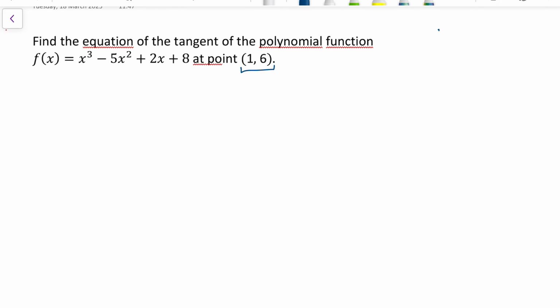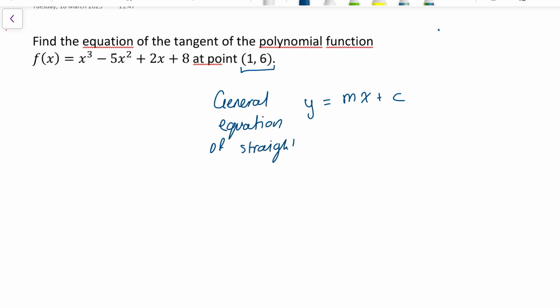the equation of a tangent has the general form of y is equal to mx plus c. And this is the general equation of a straight line, in this case for our tangent. Okay. Now we have learned previously that m is the slope or the gradient.